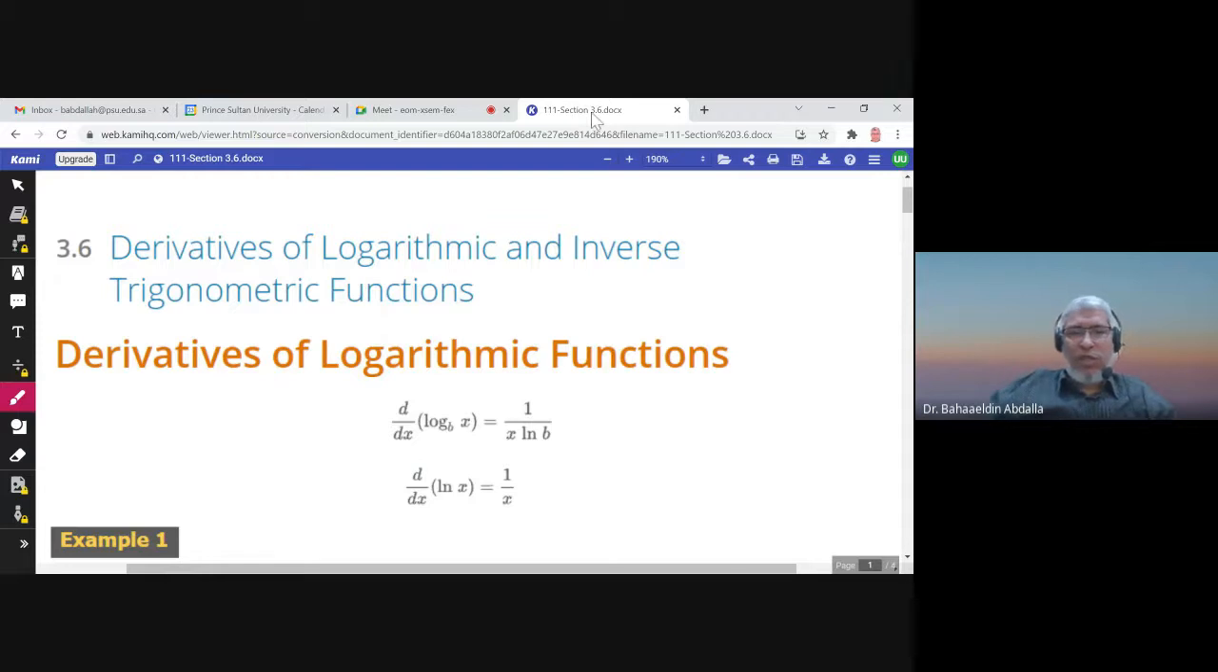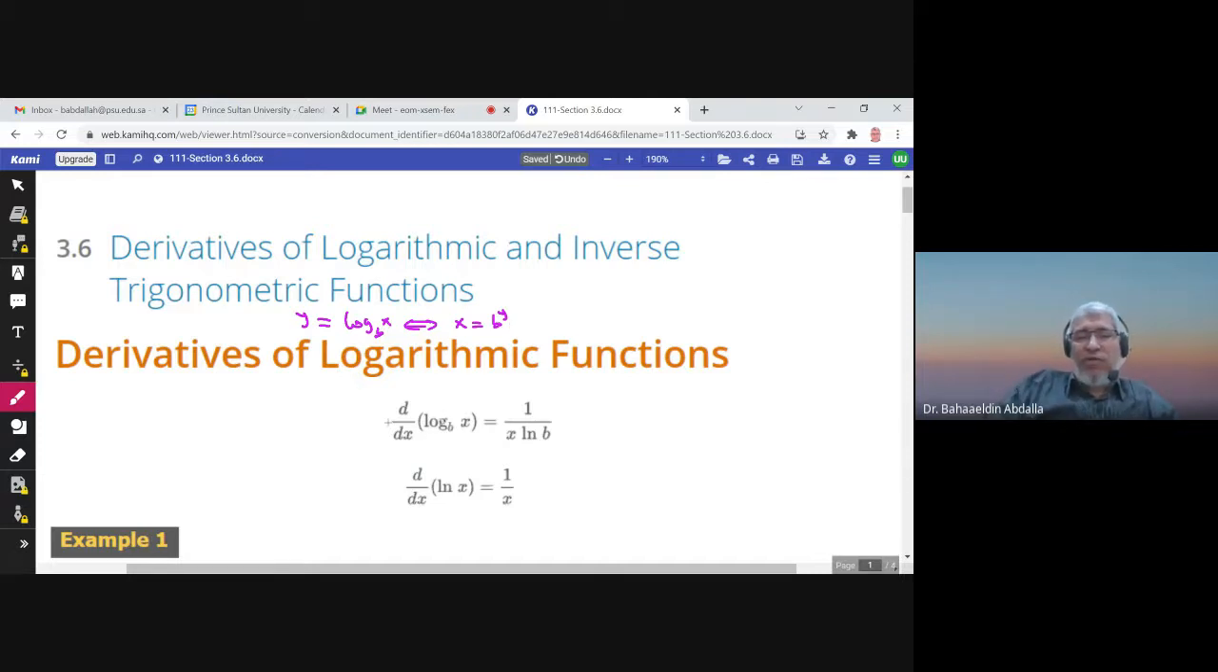This is section 3.6, derivatives of logarithmic and inverse trigonometric functions. And let us start with derivatives of logarithmic functions. If you remember, the definition of the logarithmic function is y equals log x to the base b if and only if x equals b to the power y. So using this formula, we can change the logarithmic form into exponential form and vice versa.